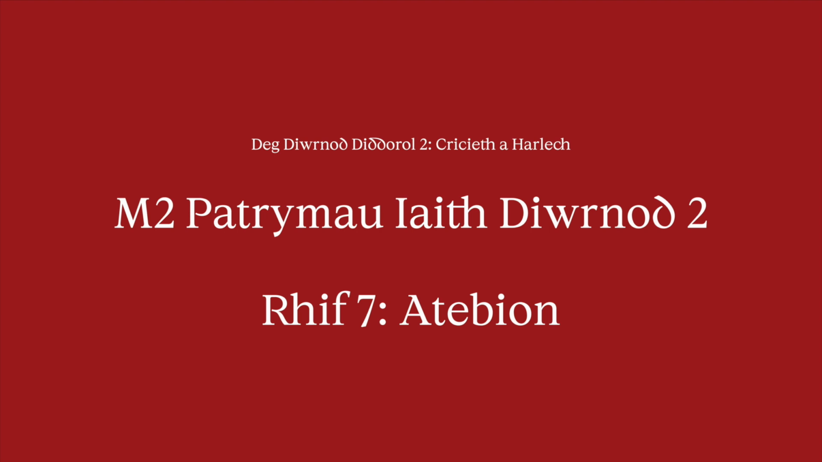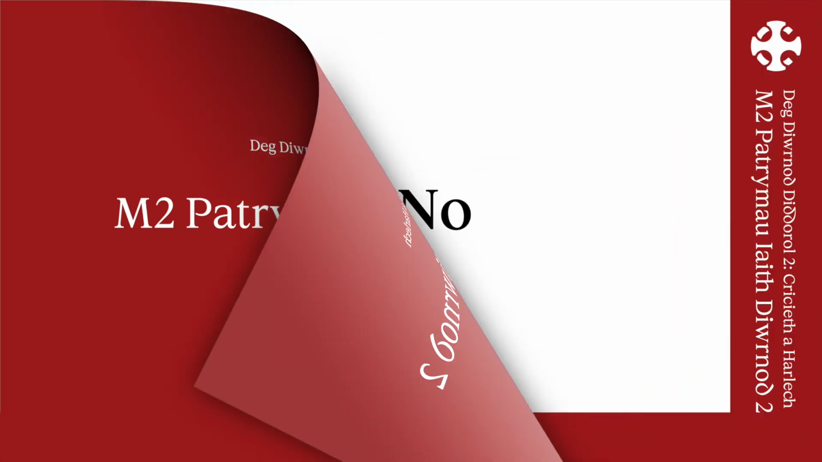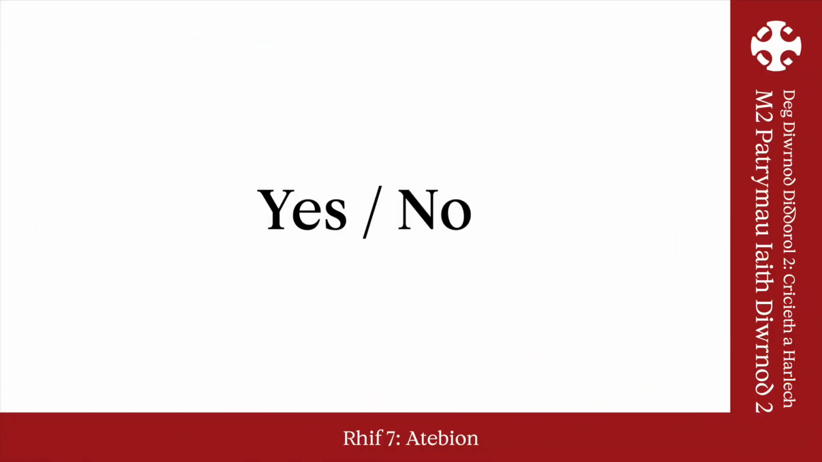Rhif 7. Atebion. Yes and no revision. The best way to think about yes and no in Welsh at the moment is that these two words don't exist, and you need to answer with a short sentence with information such as I want, I can, or I did. Knowing whether the question uses a verb, uses isio, or is an emphatic question with the tense will give you confidence you're using the correct word.